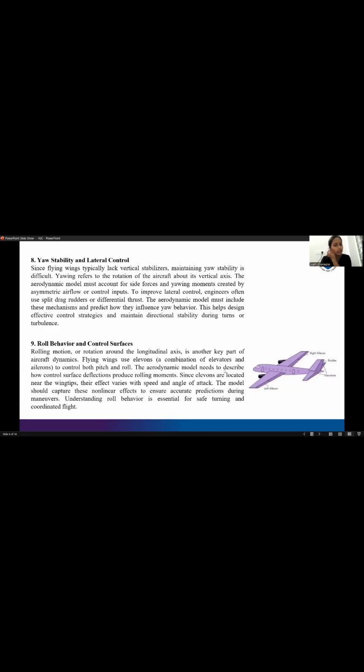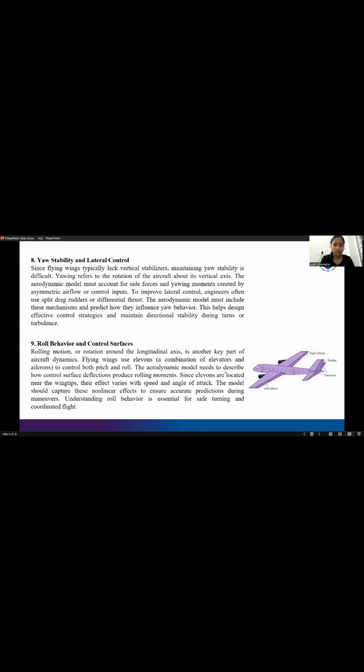Roll behavior and control surfaces. Rolling motion, or rotation around the longitudinal axis, is another key part of aircraft dynamics. Flying wings use ailerons, or a combination of elevator and ailerons, to control both pitch and roll. The aerodynamic model needs to describe how control surface deflection produces a rolling moment.